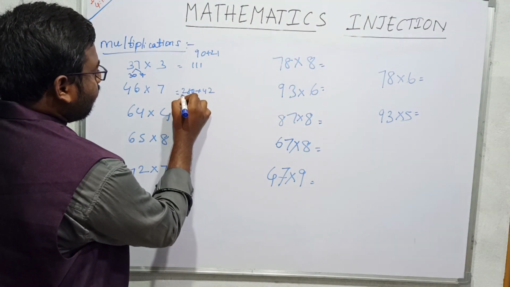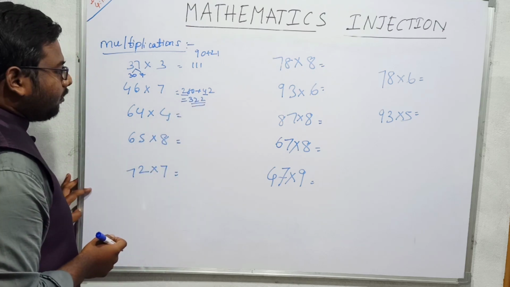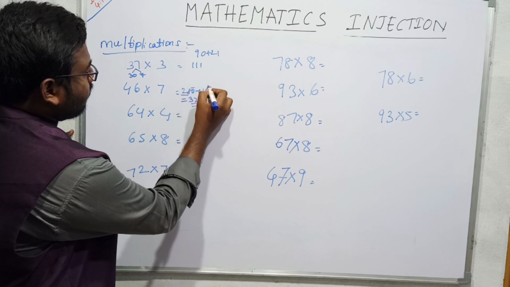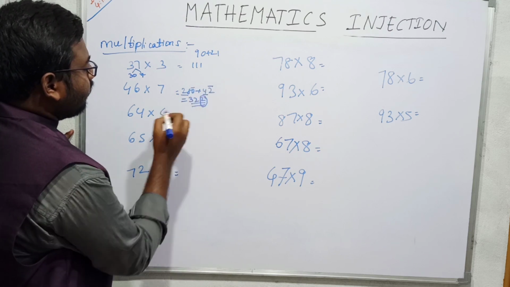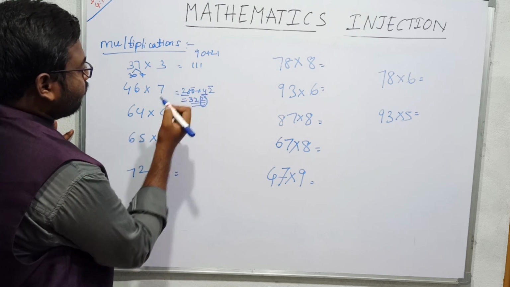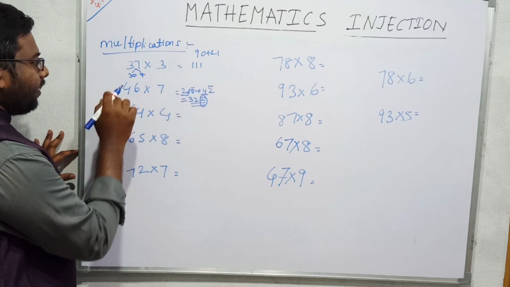What we will get: 28 plus 4 is 32 beside 2. Up to now we followed this method. From now onwards, what we will do is the 0 will be merged with 2. So 2 will be the unit digit and 28 will be added to 4. We will do this step directly from here.